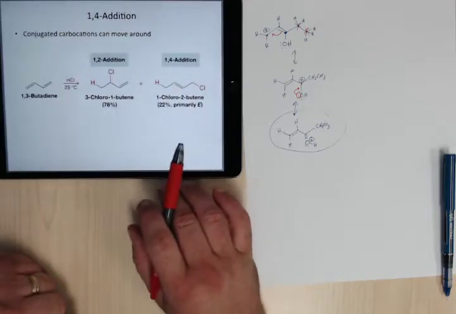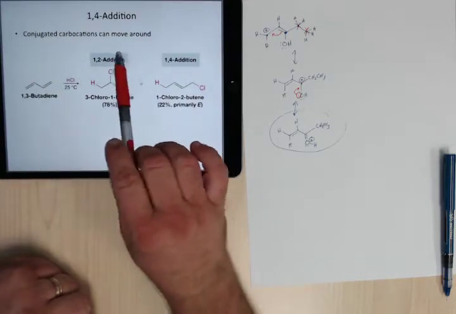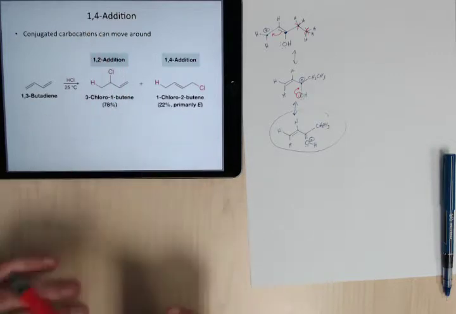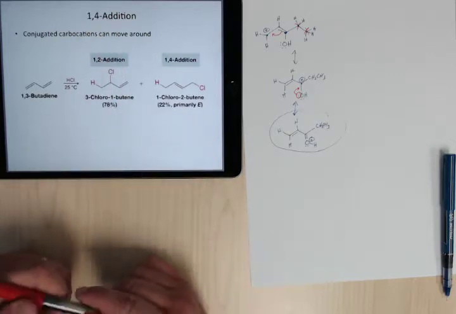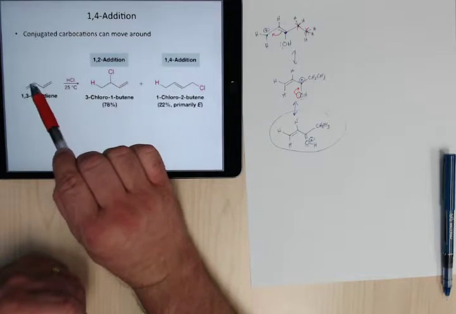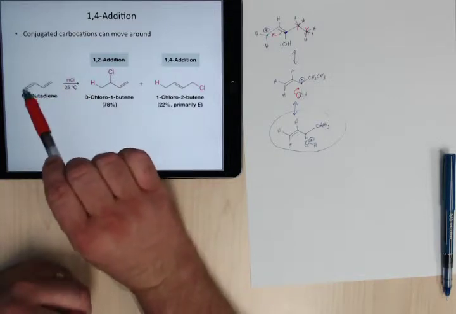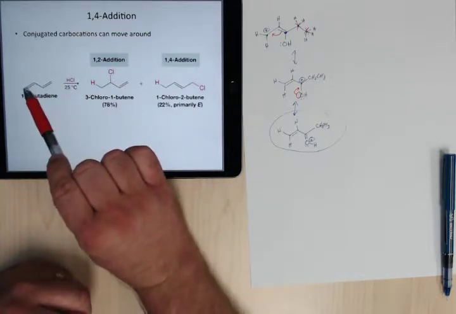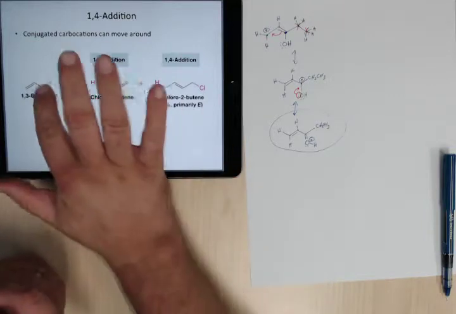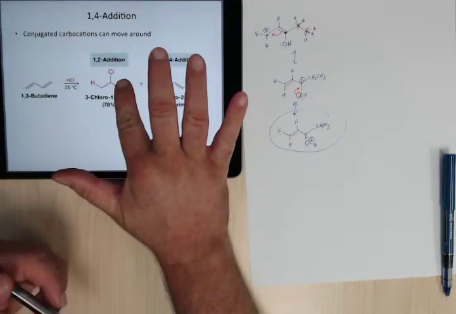Now, one of the things that can happen is what are called 1,4 additions. This is where things get messy in a hurry. If we just added HCl to a regular alkene, you would end up getting this. So assume that that's not there. That's what you would get.